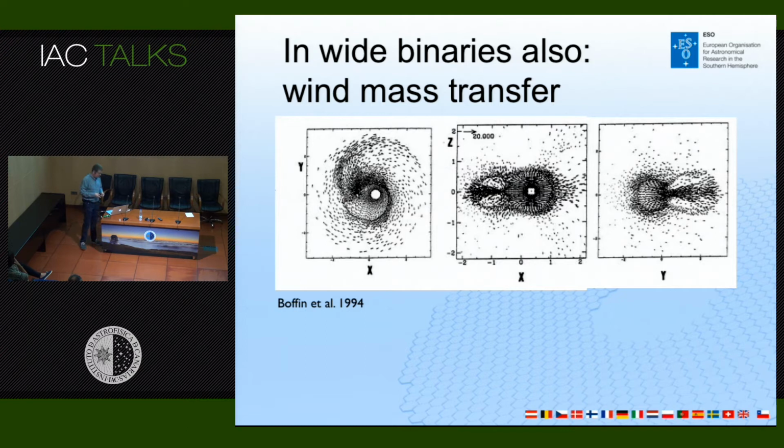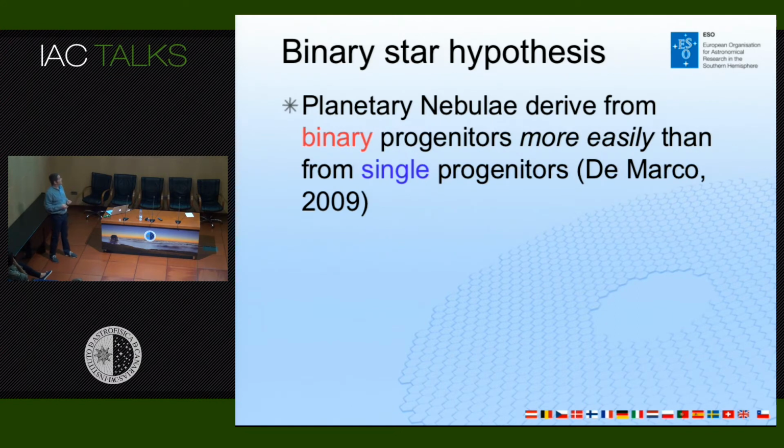planetary nebulae. Because of that, this has led to the idea of the binary star hypothesis, written up by Orsola in 2009, that planetary nebulae derive from binary progenitors more easily than single progenitors.